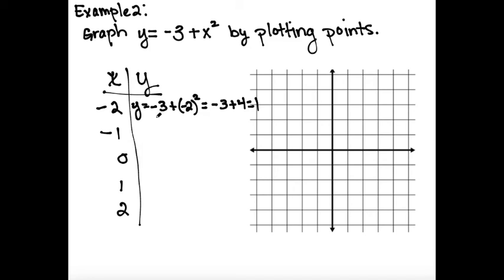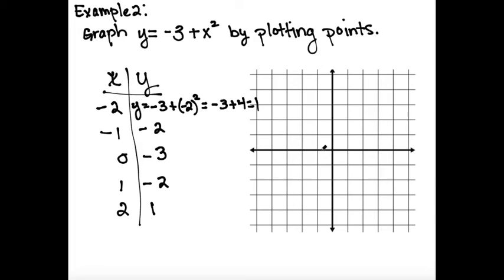Okay, I'm going to continue on. When I put -1 in, -1 squared gives me a +1. -3 plus 1 gives me -2. When I put 0 in, I get -3. When I put 1 in, I get -2. And when I put 2 in, I get a +1. So go ahead and plot those points. Again, take a minute and draw your grid or paste your grid in.